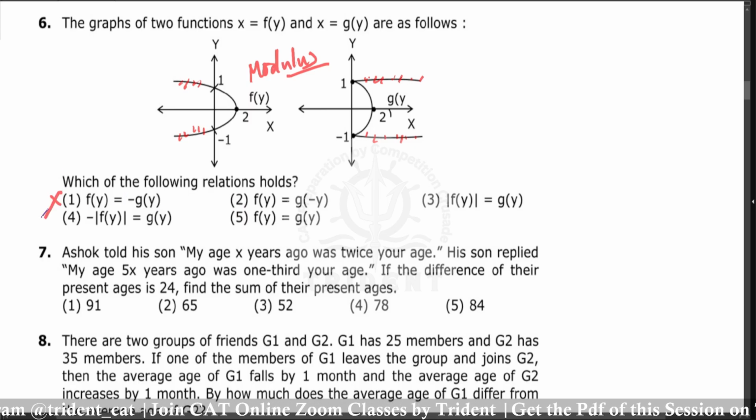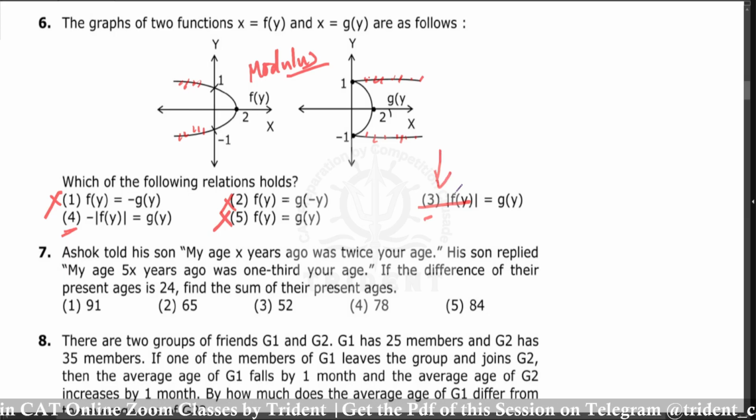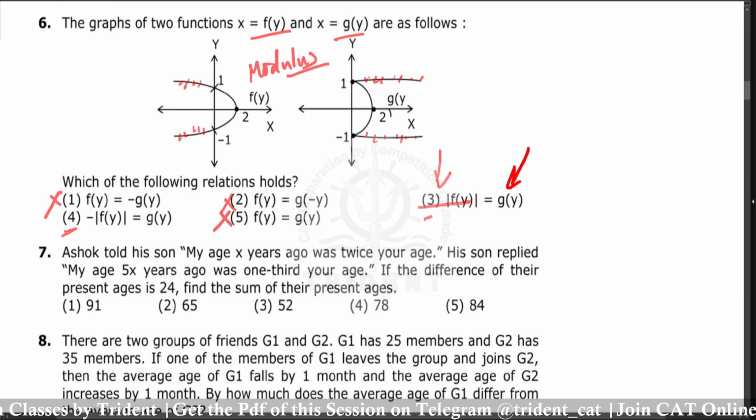First one has a modulus? No modulus. We have a modulus, we'll keep it for the time being. Modulus, we'll keep it. No modulus, out. Now this one and this one, observe option number 3. If you see x equal to f of y and x equal to g of y, pretty much the same function, if you say that g of y is nothing but f of y in modulus.